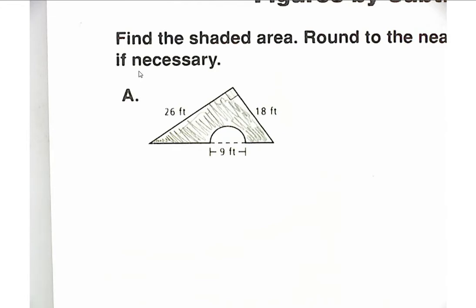Okay, so do you guys have some ideas on how we're going to find it? Yeah, Brandon? Basically find the area of the triangle and then the area of the circle and then subtract. Okay, so now we're going to subtract them. Okay, yep, that's exactly right.